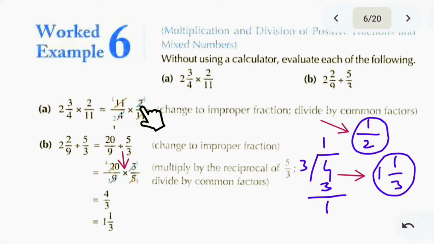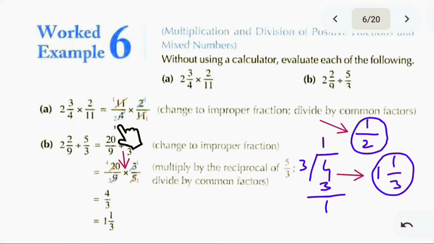the cancelling of the numbers in the same table, like 2 and 4 are in the same table. 2 ones are 2 and 2 twos are 4, and 11 is cancelled by this 11. And after simplifying these fractions, we have to multiply the numerator with the numerator and denominator with the denominator. So 1 ones are 1 and 2 ones are 2, and the answer will be 1 over 2.